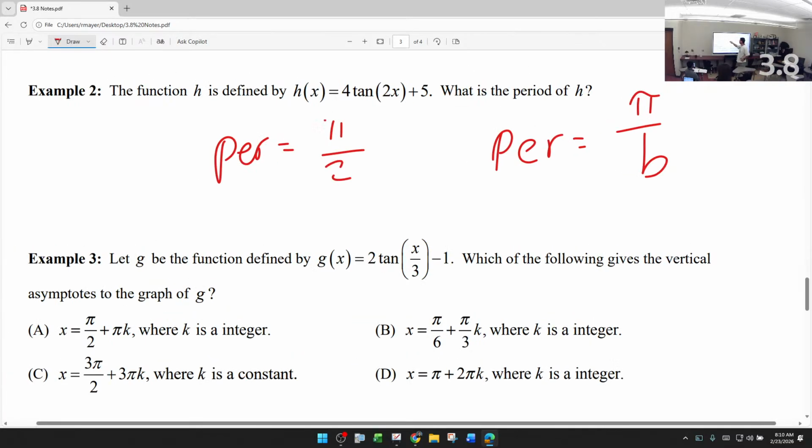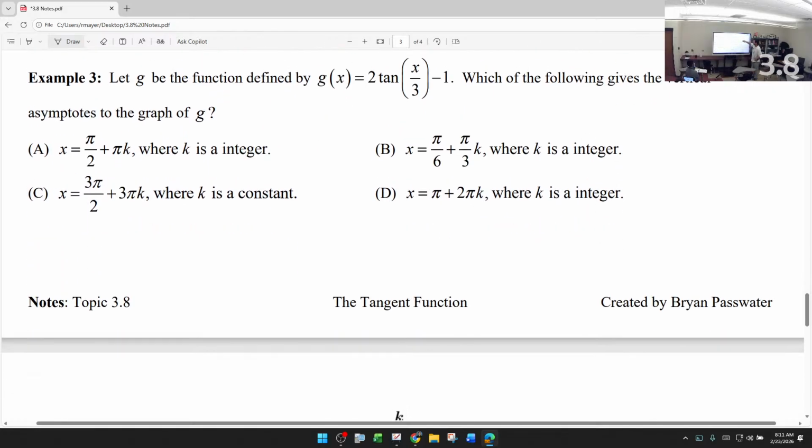Whoops. Okay. Easy there. Let's keep going. I'm way making this too hard. Let G be the function defined by that. Which of the following gives a vertical asymptote?